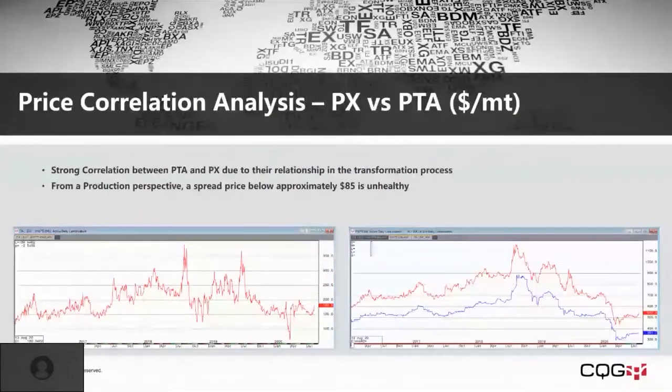So historically, we can see that there's a huge relationship. You'll see the actual spread price on the left and the deconstructed one on the right. From research, we can find that a spread price below approximately $85 is considered unhealthy.